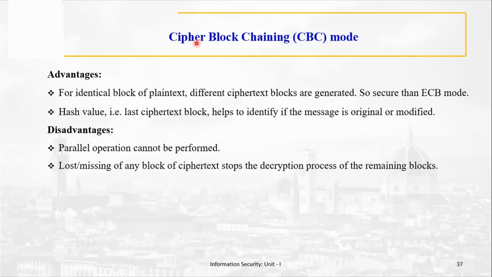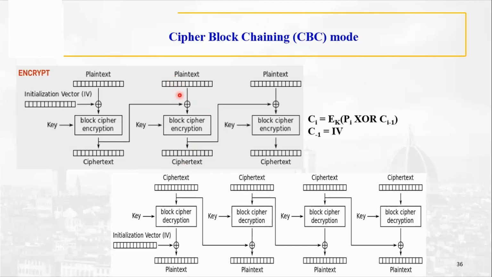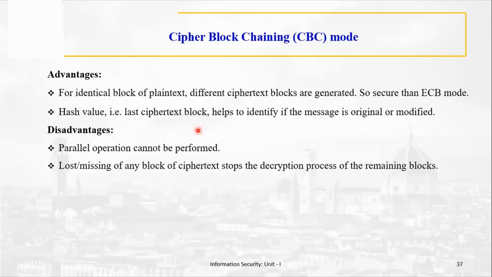Now, what is the disadvantage of this? A parallel operation cannot be performed. We already talked about the advantages, because it doesn't produce the same ciphertext for the same plain text. Now, you cannot perform these actions in parallel, so it might go slow. This method might go slow because even if you are doing encryption block by block, the next block cannot be encrypted because it depends on the output of the first block. Okay, the parallel operation is not possible, so it becomes a slow process.